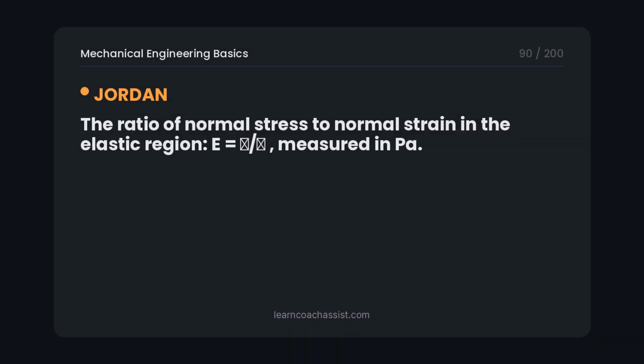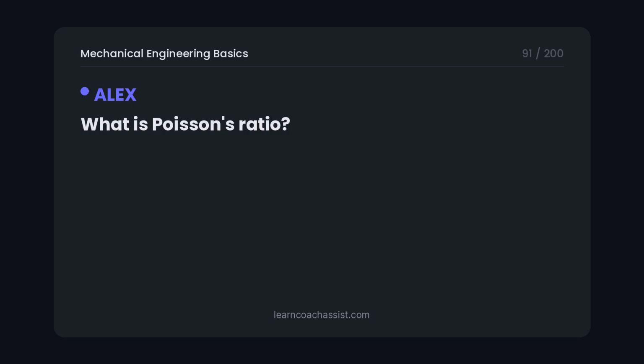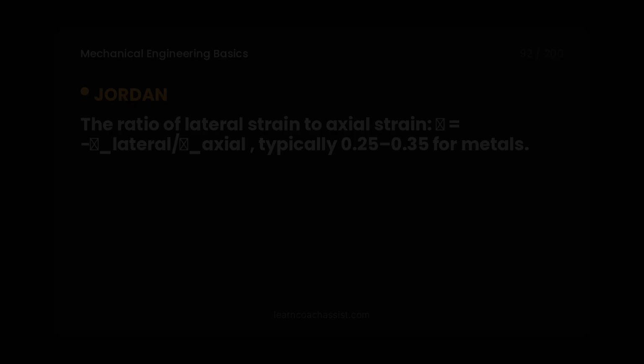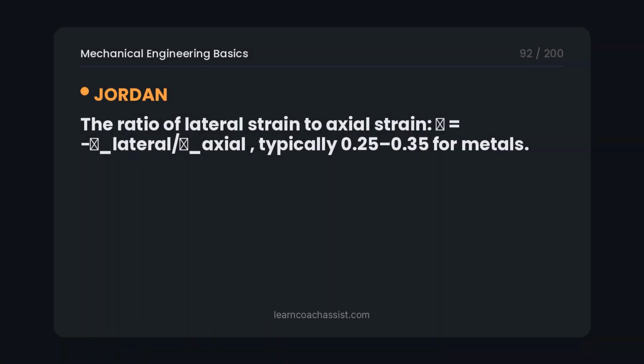The ratio of normal stress to normal strain in the elastic region, E equals sigma/epsilon, measured in Pa. What is Poisson's ratio? The ratio of lateral strain to axial strain, nu equals minus epsilon_lateral/epsilon_axial, typically 0.25 to 0.35 for metals.